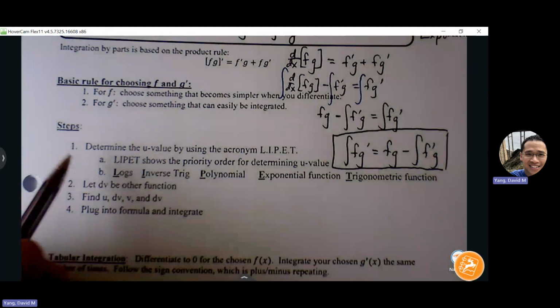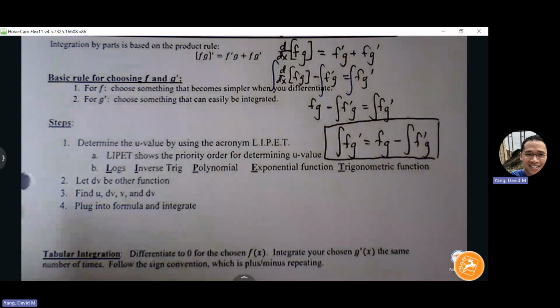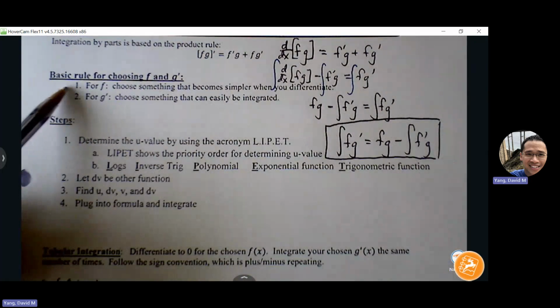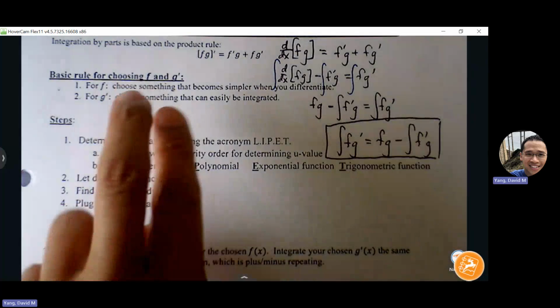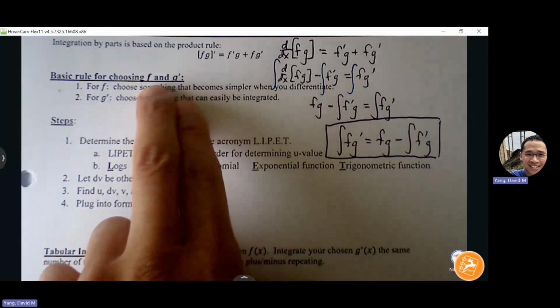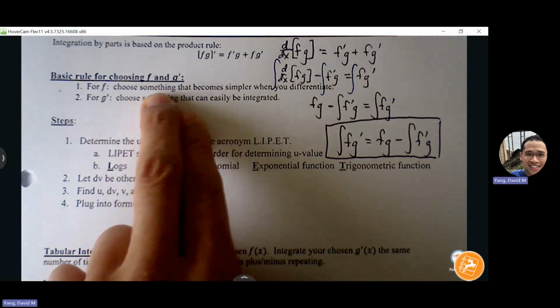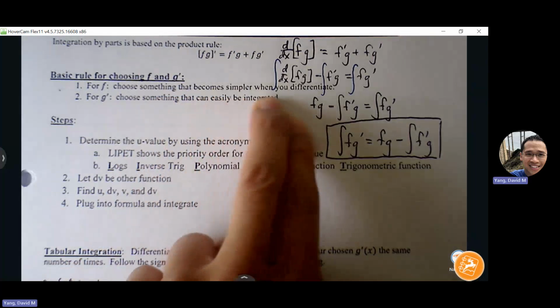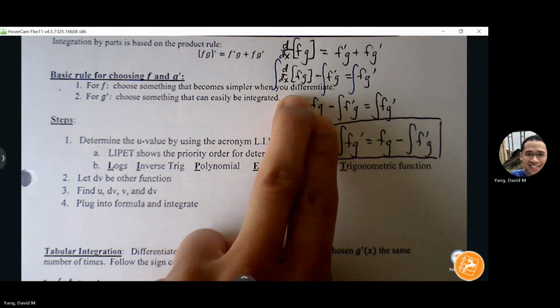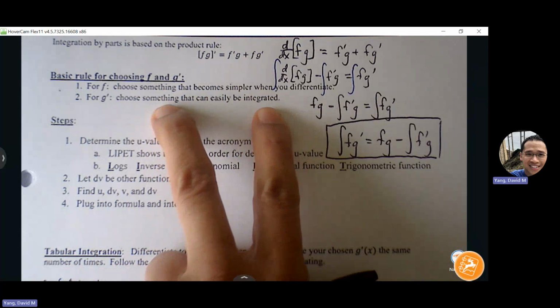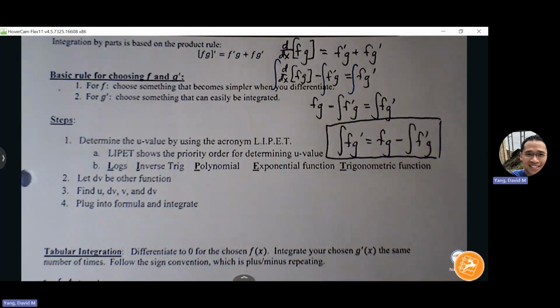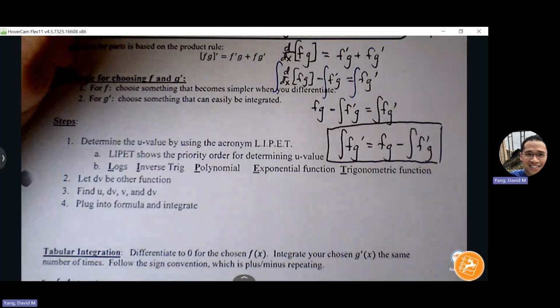Okay, I realize I did not give a lot of space for the first example that I want to do. So here are the basic rules: we have to first determine what's f and what's g prime. For f, choose something that becomes simpler when you differentiate. And for g prime, choose something that can be easily integrated. I think the way that I go about doing it is just figuring out what your f is.